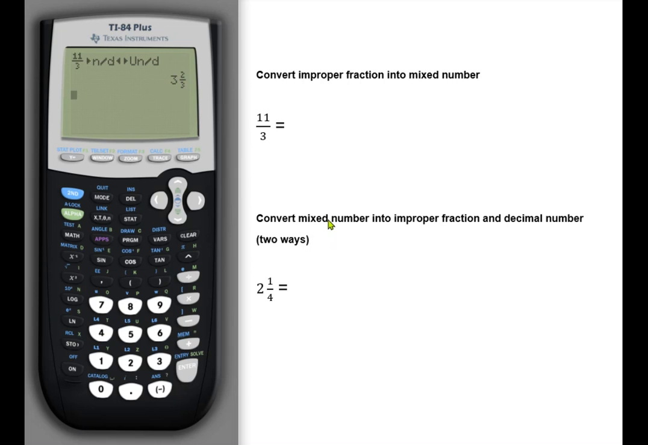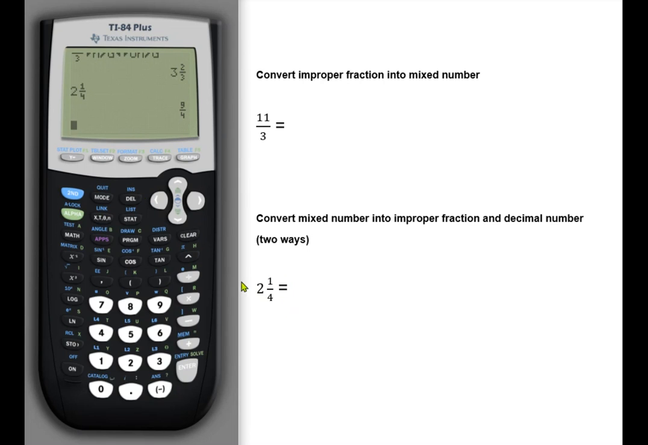If you want to convert mixed number into improper fraction, you have 2 different methods. So let's see the first one. Let's enter mixed number first. So hit alpha, y equals, and then pick number 2, hit enter, and then you can enter 2 wholes and 1 over 4, and simply hit enter. And you have 9/4.